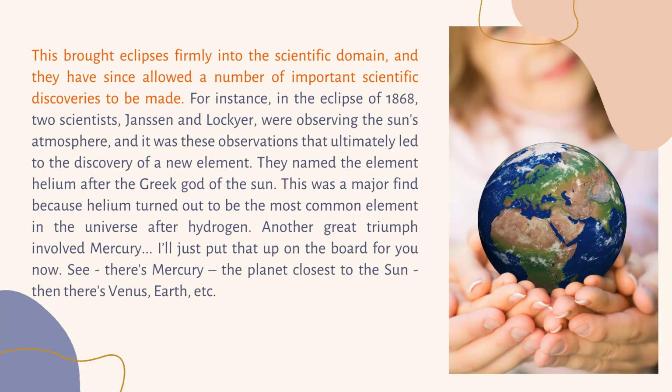This brought eclipses firmly into the scientific domain, and they have since allowed a number of important scientific discoveries to be made. For instance, in the eclipse of 1868, two scientists, Janssen and Lockyer, were observing the sun's atmosphere, and it was these observations that ultimately led to the discovery of a new element. They named the element helium after the Greek god of the sun. This was a major find because helium turned out to be the most common element in the universe after hydrogen.